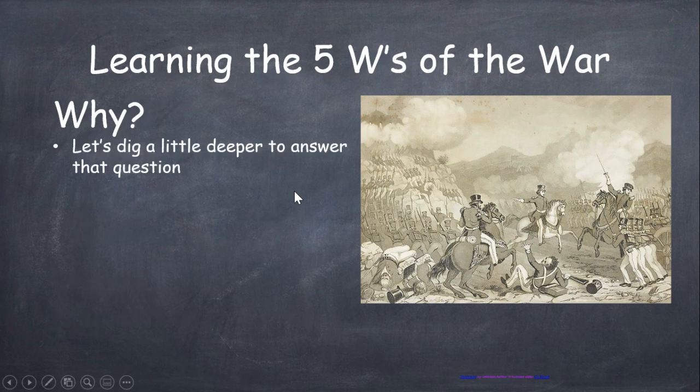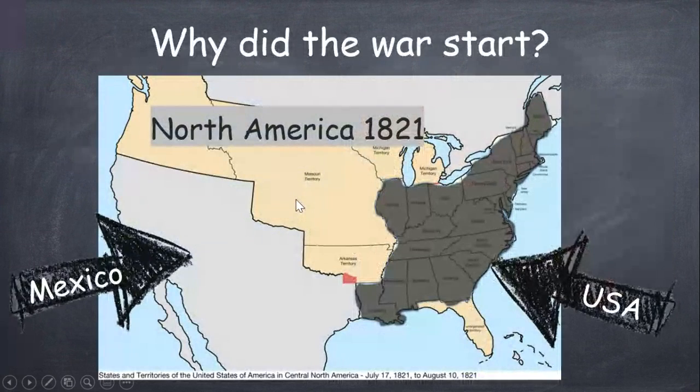Why? We're going to dig a little bit deeper to answer that question. I kind of talked about it just a few seconds ago, but let's dig deeper. As you can see, in 1821, the land in gray here was all of Mexico. The land in darker gray here were the states of the United States. So this is Florida, still Spain. These are not states yet. So this is the United States of America in 1821. Let's see what happens as we move forward in time.